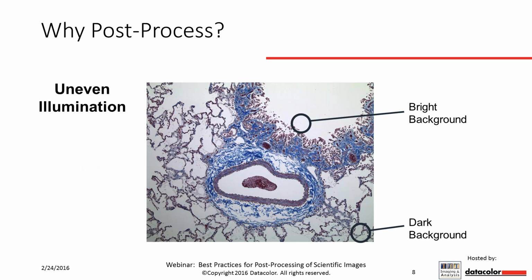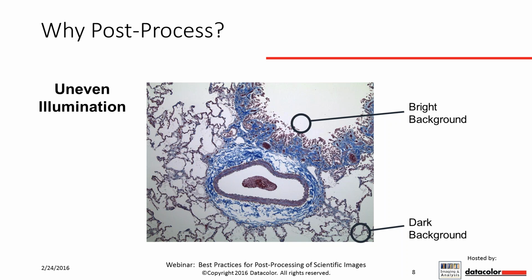You would also want to correct for uneven illumination when you have, as you can see here, a brighter background at one part of the image and a darker background at other parts of the image. And let me be quick to say that no matter how many times you've been told that if you did Köhler illumination, you wouldn't have that problem, you will, especially with low magnification lenses.